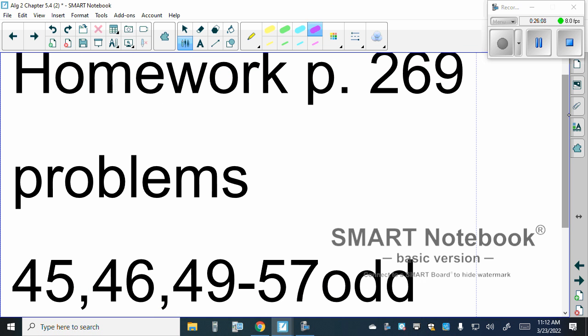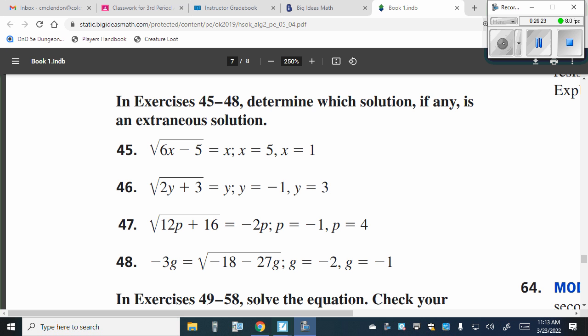So your homework is on page 269, 45, 46, and 49 through 57. Okay, I'm going to include this in the video. So the first two problems are from these four here, because I think it's 46 and one other. Determine which solution, if any, is an extraneous solution. So the correct answer for this are the ones that don't work. Does that make sense? So the answer is the numbers that you're putting down, because for 45, it says x is equal to 5 and 1.